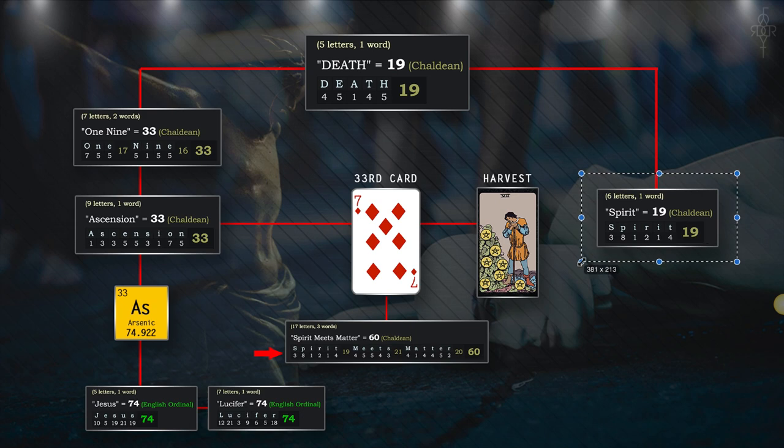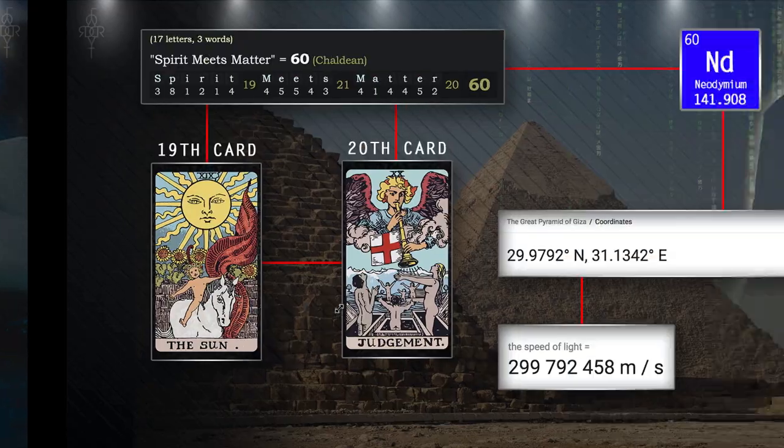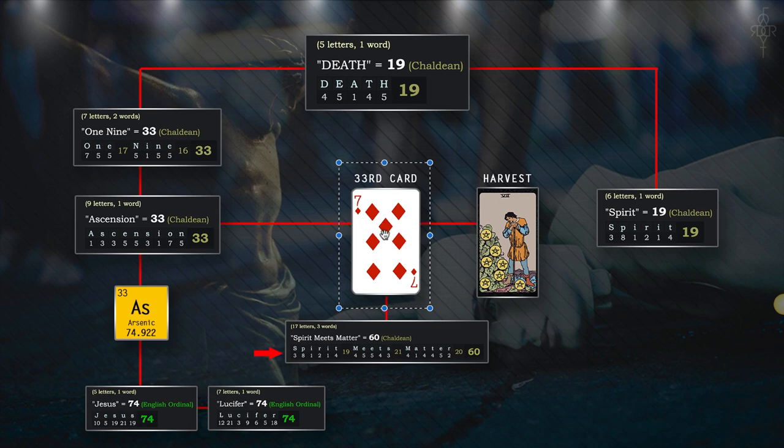The word spirit equals 19, which matches that of death. I'm showing that because remember the 33rd card in the deck is the seven of diamonds. And that card right there, when you read about it in my friend's website, The Star of the Magi, it'll say it's the spirit meets matter card. Spirit meets matter. Matter would be the physical body. Spirit would be the soul or the spirit. Spirit is 19, matching that of death. Does this indicate that when we die, we turn back into the spirit, leaving behind the matter?